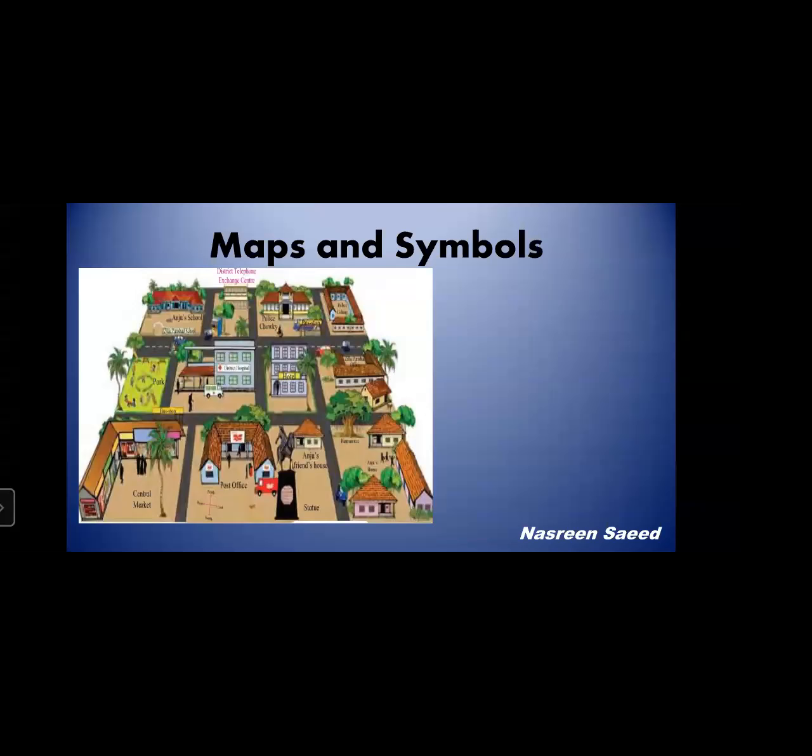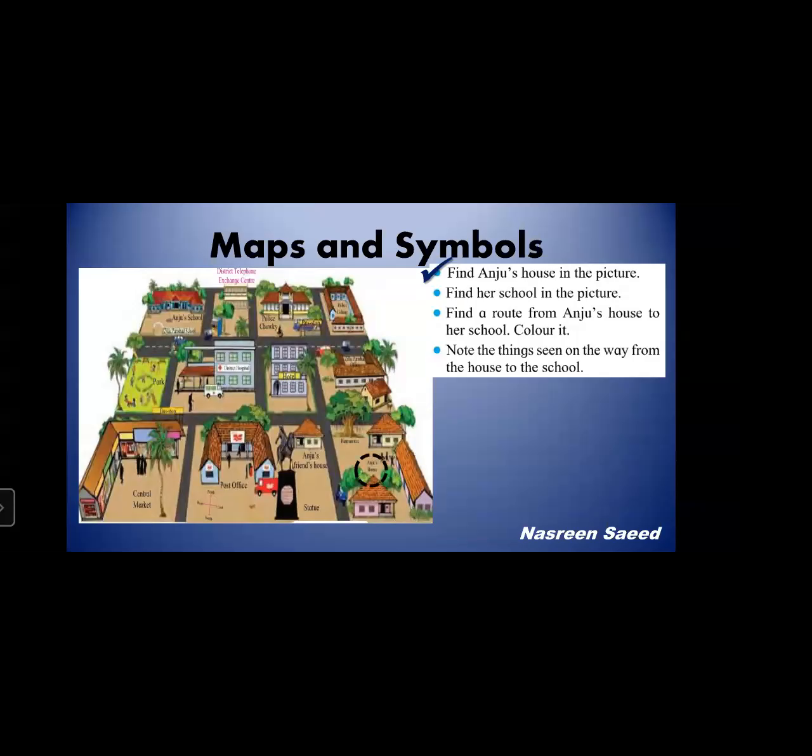Find her school in the picture. Now, we have to find the school in the picture. Can you see the school? Yes, it is there at the top. That is the one I have circled. That is Anju's school. Then we have to find a route from Anju's house to her school and color it.